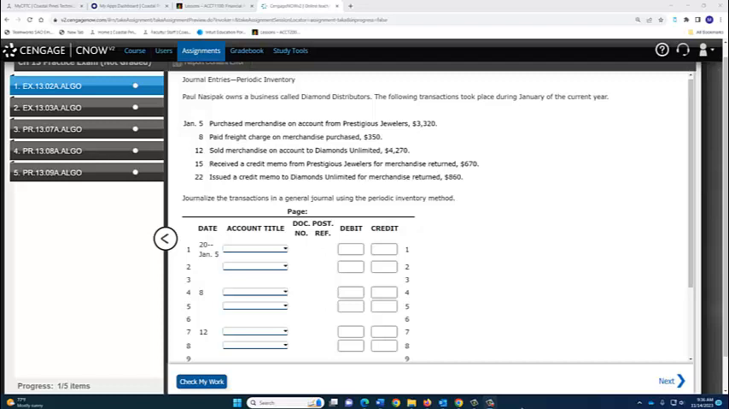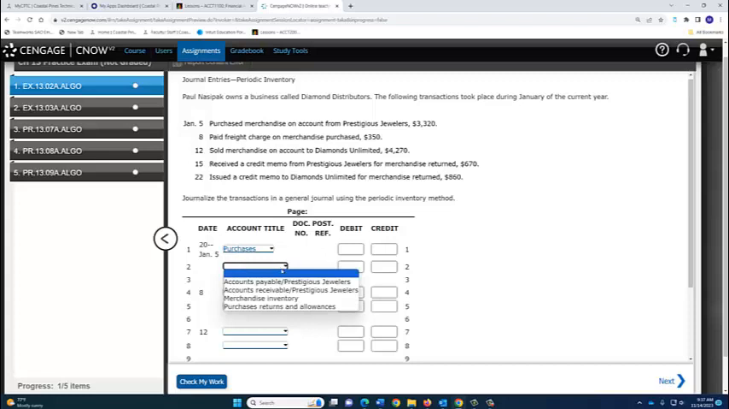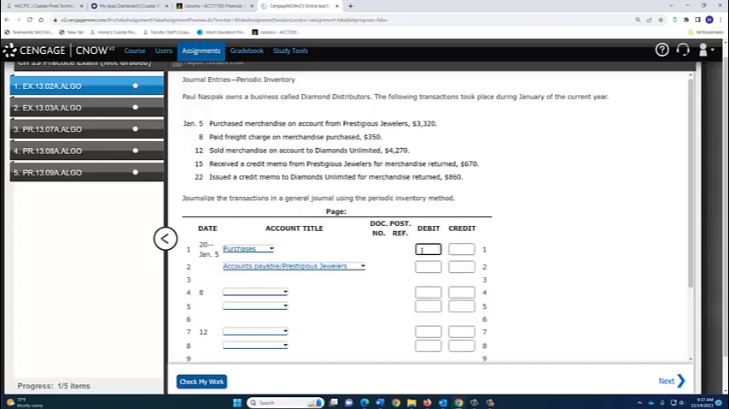So let's get started. We're going to start out with a purchase of merchandise on account from Prestigious Jewelers for $33.20. So we're not going to put that in merchandise inventory. We're going to put it in purchases because it's the periodic inventory method. And then it was purchased on account, so that means we're going to credit accounts payable. And then we'll just enter the amount.